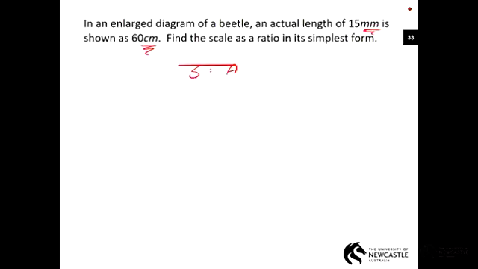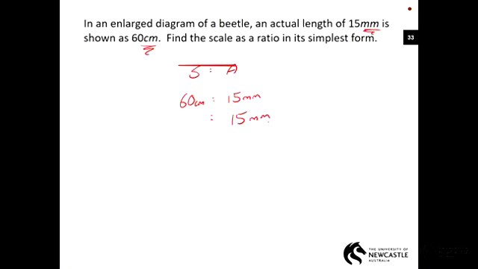The scaled thing, what's an actual length of 15 millimetres, so that goes on the right. The scaled thing was the diagram, enlarged, 60 centimetres. All right, let's pick on the smaller units and leave them alone. I'm leaving them alone, I'm not picking on them. 15 millimetres can stay there.